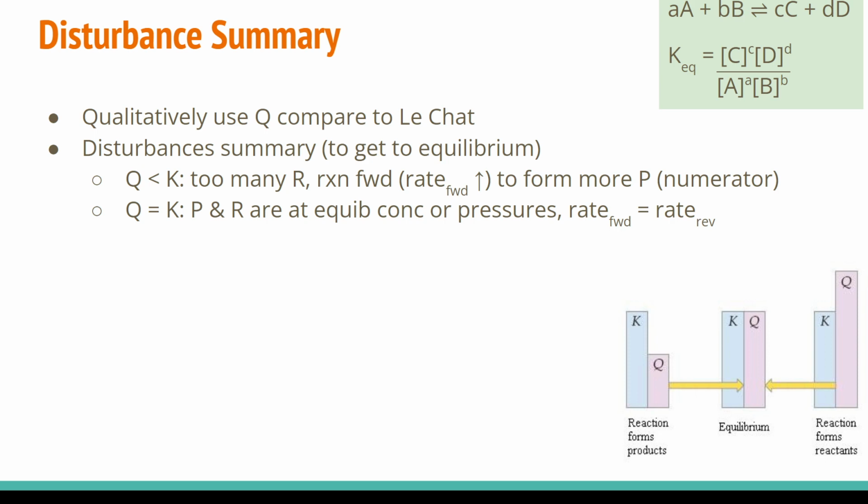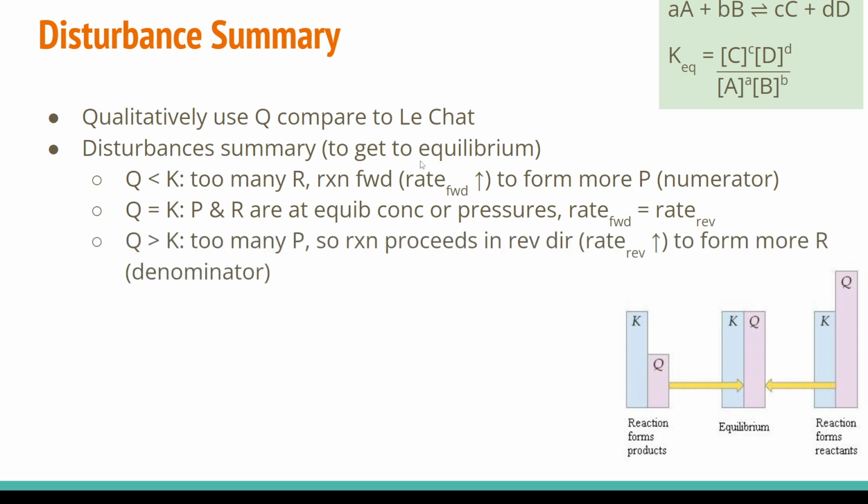And so if Q is greater than K, you have too many products. Again, because this is bigger, the numerator is bigger. And so then the reaction is going to go in reverse because you're going to increase the reverse rate, and then you're going to form more reactant until you reach equilibrium.